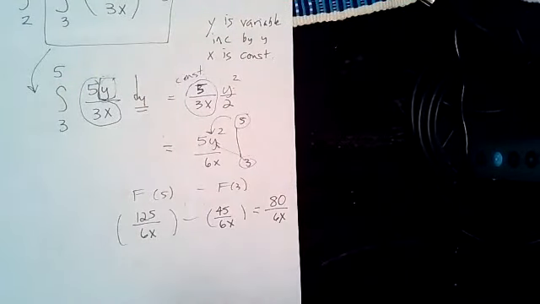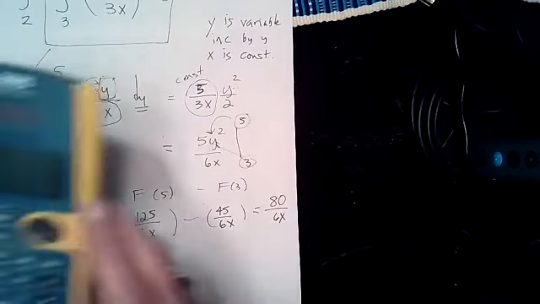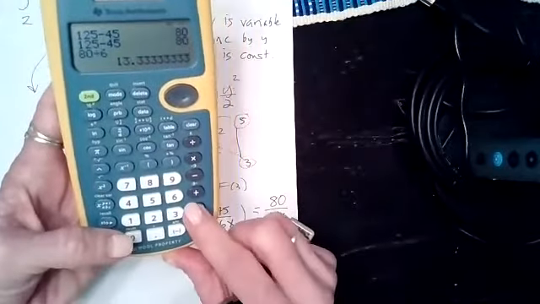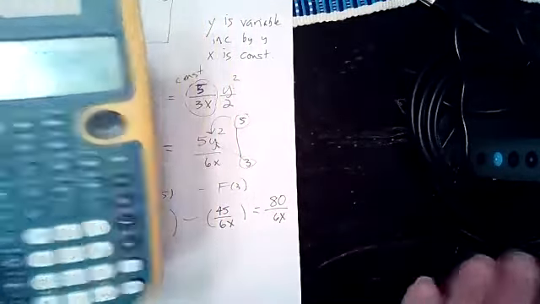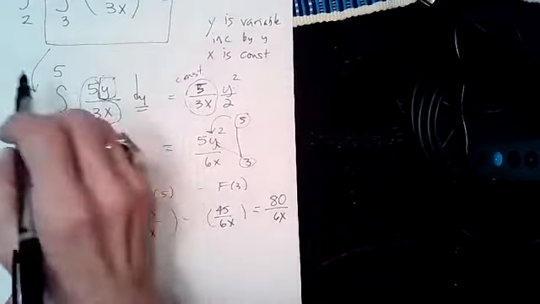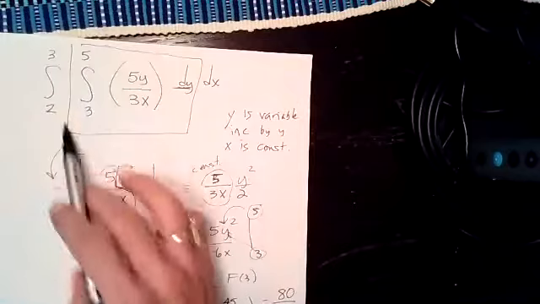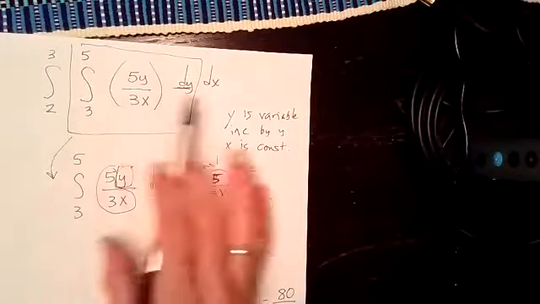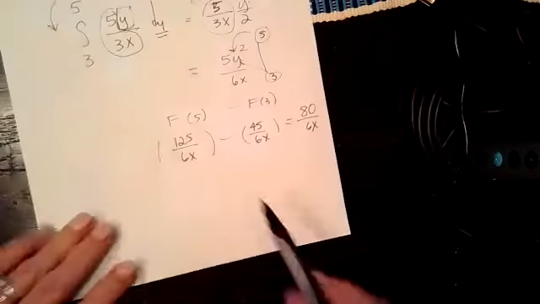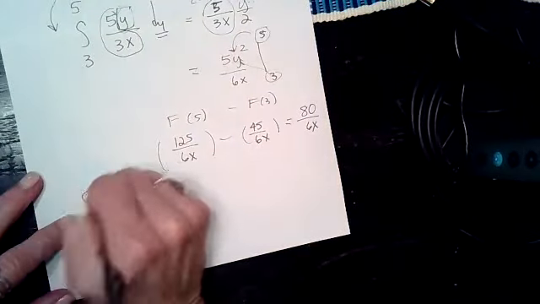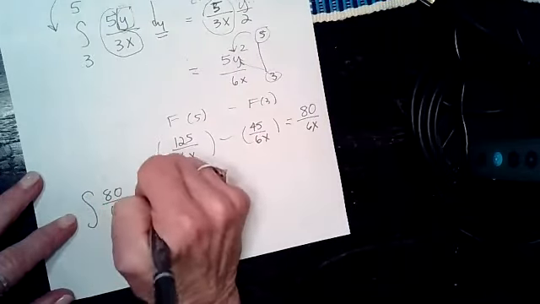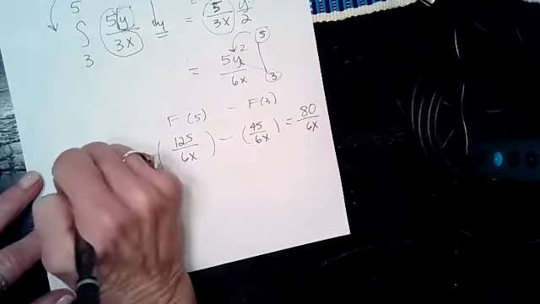Okay, now if you wanted to reduce that, you would say what? 80 divided by 6 is 13.333, and you call it 40 over 3, but I don't reduce because that's where I make mistakes. But now I know what? Whatever answer I got up here, I have to integrate that now from 2 to 3 with respect to x. So I am going to integrate 80 over 6x with respect to x from 2 to 3.